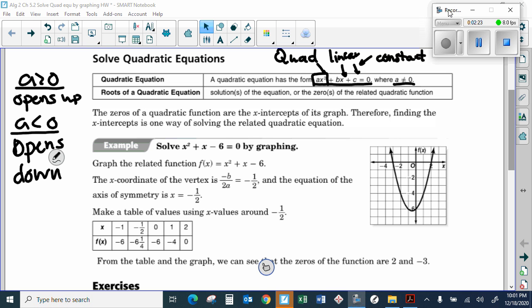The closer the number is to 0, the wider it is. The further away the a is from 0, the narrower it is. Okay? Just so you know that. The general shape.